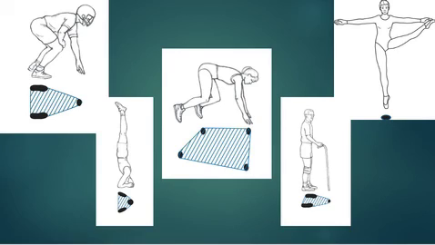Above are images of various stances and their corresponding bases of support, so you can see how different anatomical positions also correspond to different amounts of bases of support.